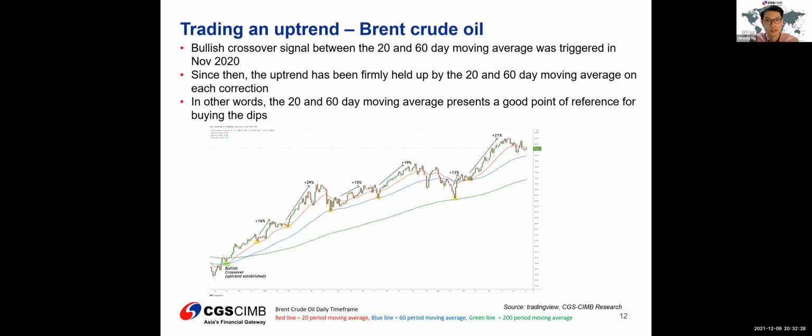And in the worst case scenario, if prices continue to fall below the 60-day moving average, which is the blue line, the last line of defense would be the 200-day moving average, which would likely hold if the general uptrend is still intact. So you can see for this case over here, sometime back in July, where Brent oil actually crashed down pretty badly.